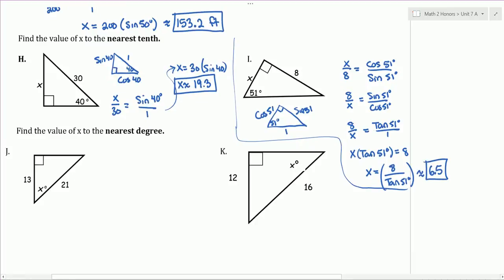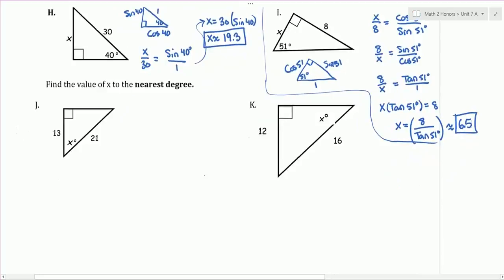Now on this one, we didn't have to change it to tangent. We could have just worked with sine and cosine. I just wanted to change it to tangent. It's totally by preference here. You do not have to do it that way.